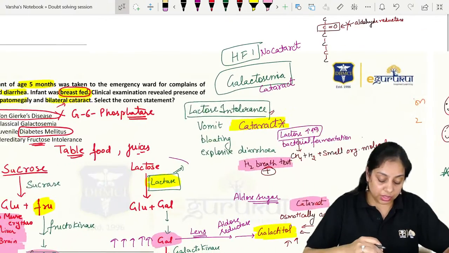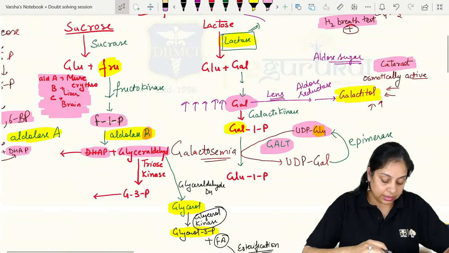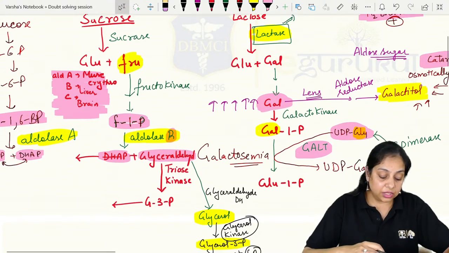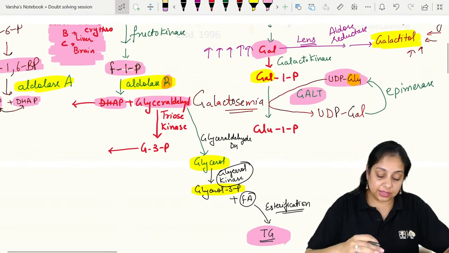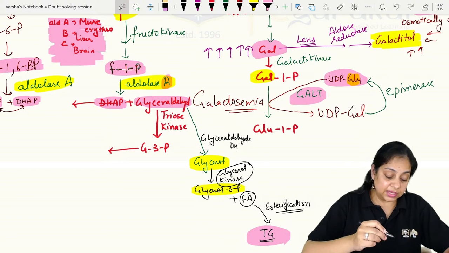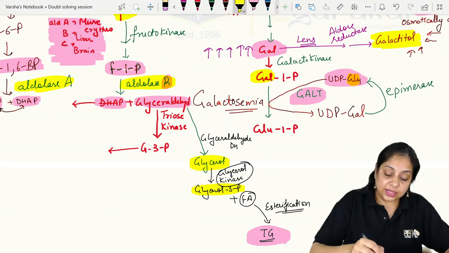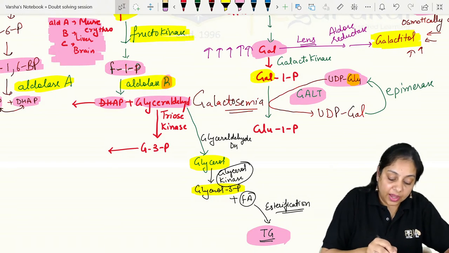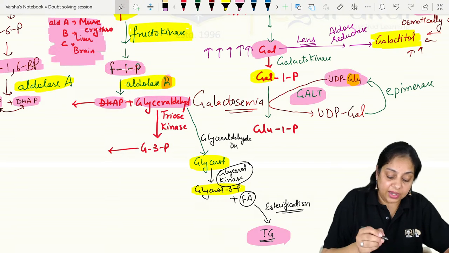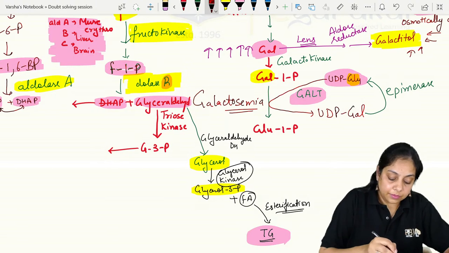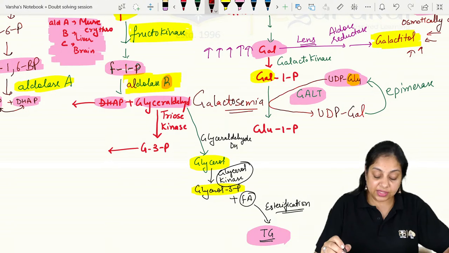How does hereditary fructose intolerance happen? Deficiency of which enzyme? I have given you the entire pathway of fructose. Who can tell me how hereditary fructose intolerance is happening? There are two major enzymes which I'm going to highlight now in yellow. Yellow is the only marker I have right now. You see my screen, the fructokinase enzyme, and another enzyme is aldolase B.